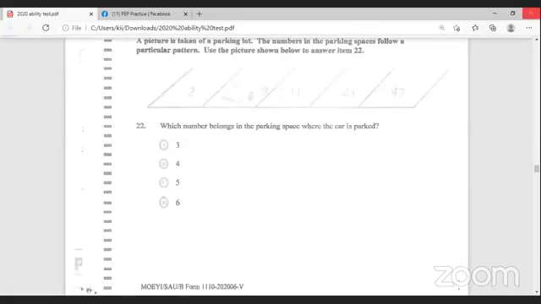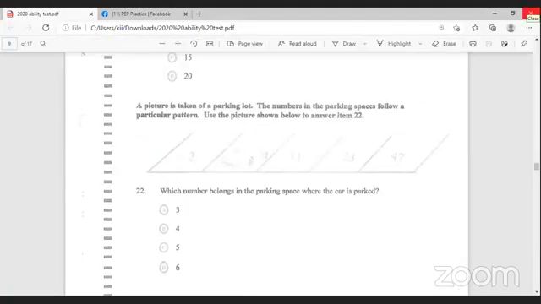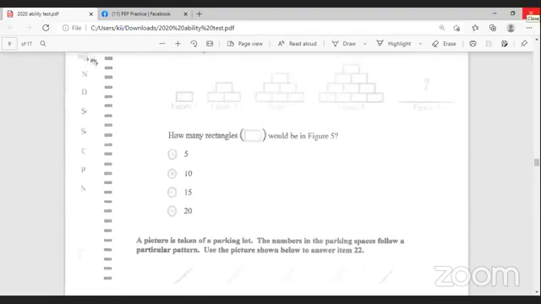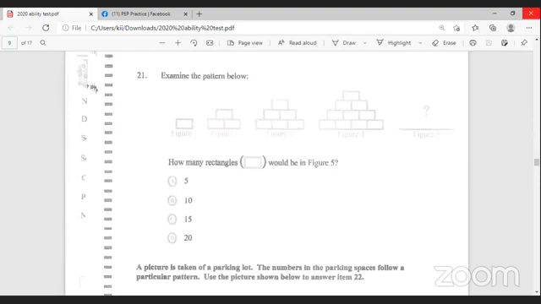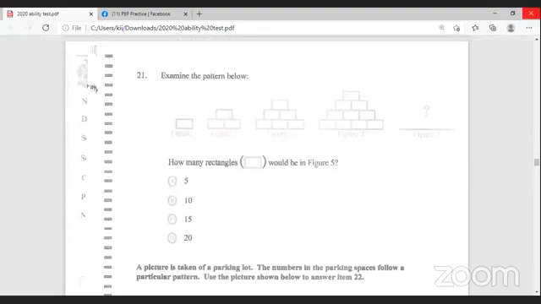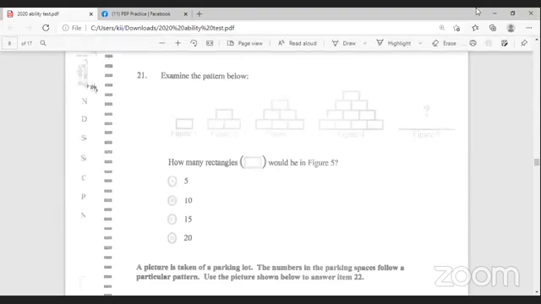We had stopped at number 22 about last week. However, I'm going to continue from number 21. So hello again once more for joining me today. I'm Miss Boyne. We're looking at number 21. And the question says, examine the pattern below. How many rectangles would be in figure 5?